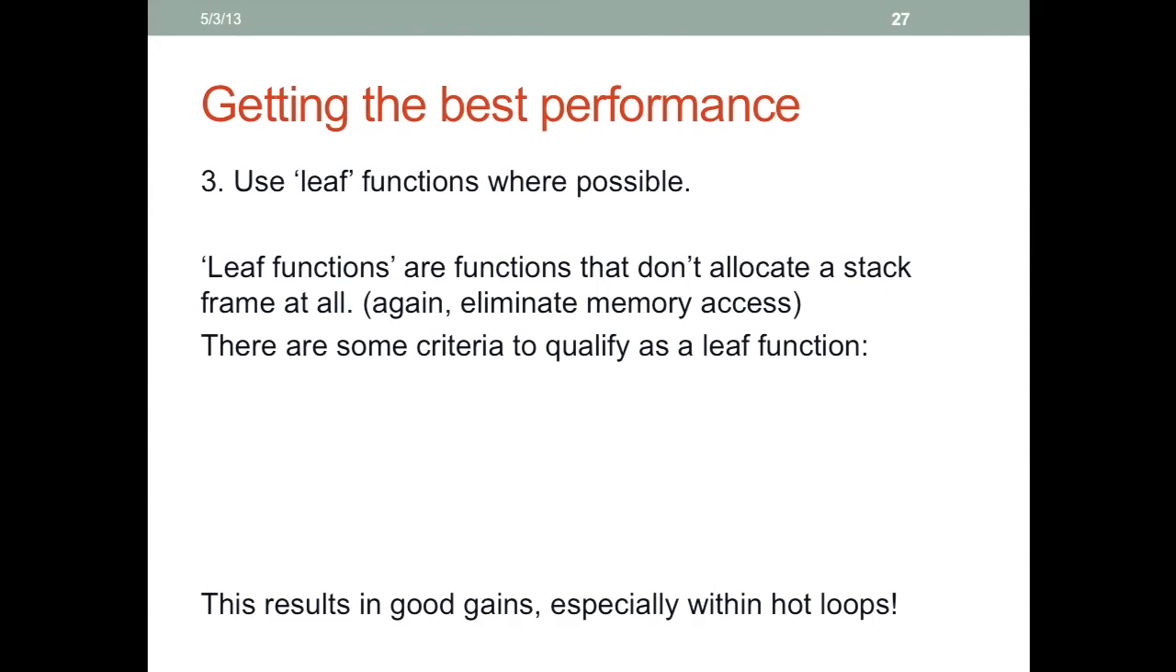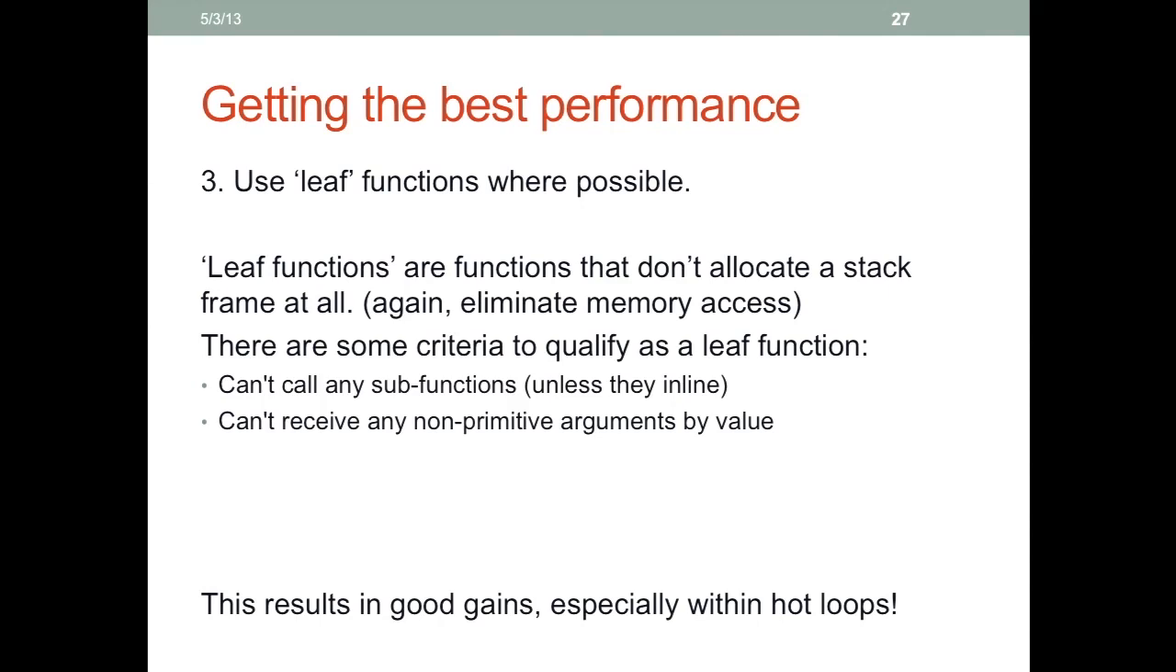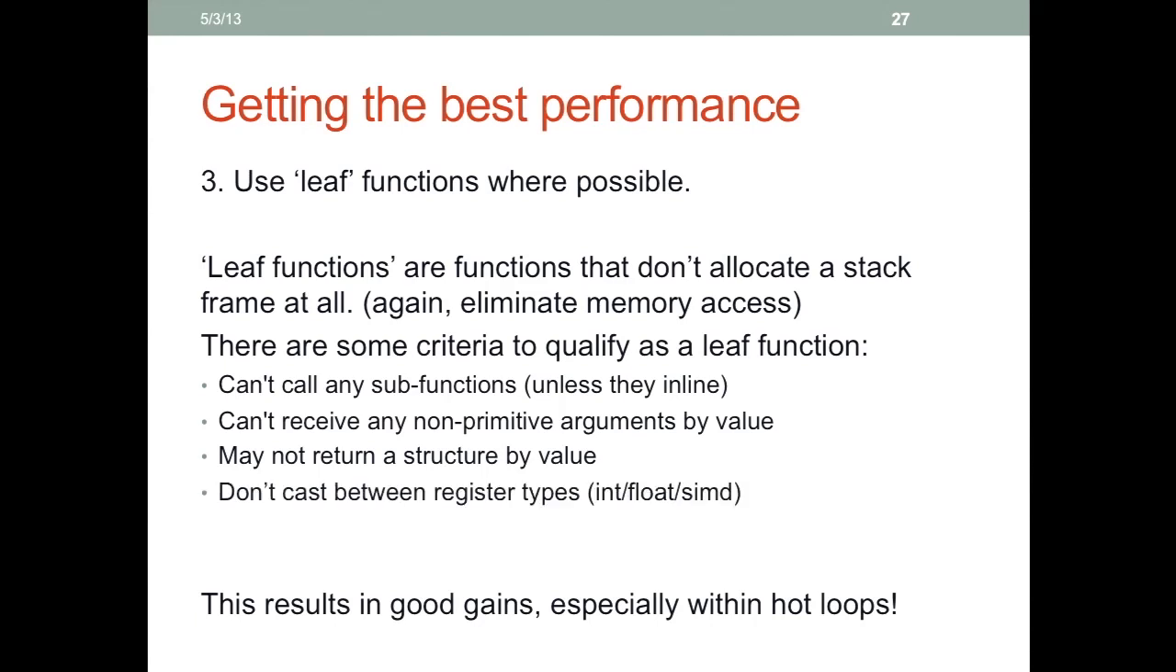There's a whole bunch of criteria to qualify your function as a leaf function. The first, it can't call any sub-functions unless they're small enough to be inlined. It can't receive any non-primitive arguments that would usually pass on the stack. It may not return a structure by value that would usually return on the stack. Actually, named return values might actually improve this. It might be possible to do that. Tentative, try it out. And don't cast between register types, otherwise it'll use the stack.